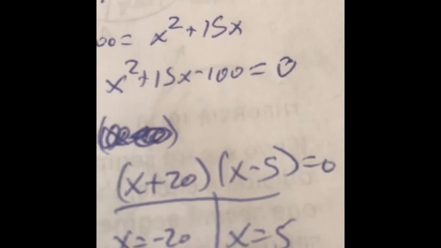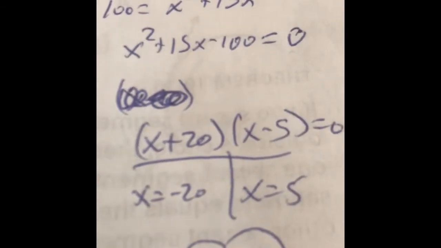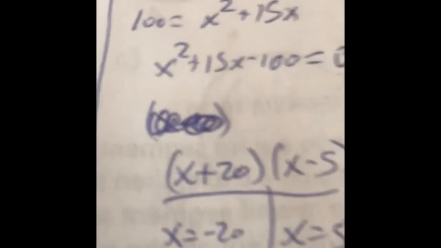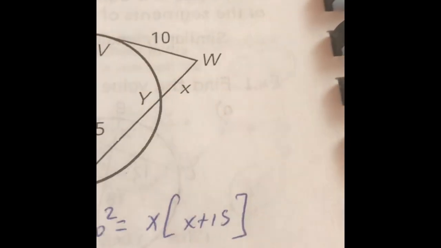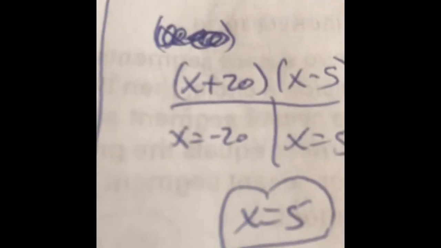That's x plus 20, x minus 5. Or you do the quadratic formula. So that means x is negative 20 and x is 5. But x cannot be negative 20 because that means you're having a negative 20 as the outside segment piece. That doesn't make sense. So the only answer is x equals 5. We're going to reject the negative 20. Go ahead and do the last example.